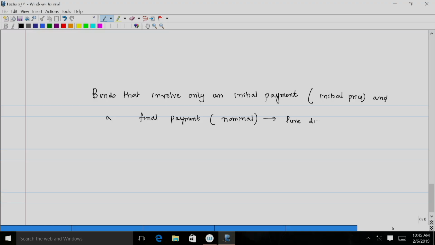Now, these kinds of bonds are what are known as pure discount bonds. And the reason why they are called pure discount is that the initial payment that you make to purchase the bond can be obtained by simply taking the final payment of the bond and discounting it by a factor which takes into account the interest rate of the bond.